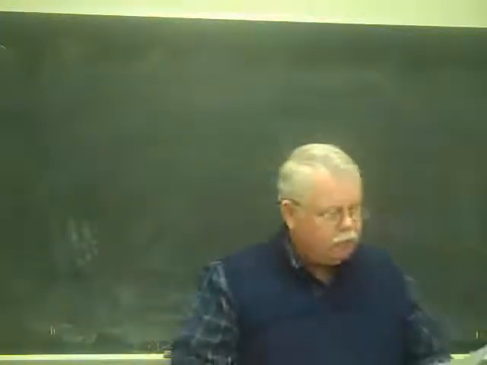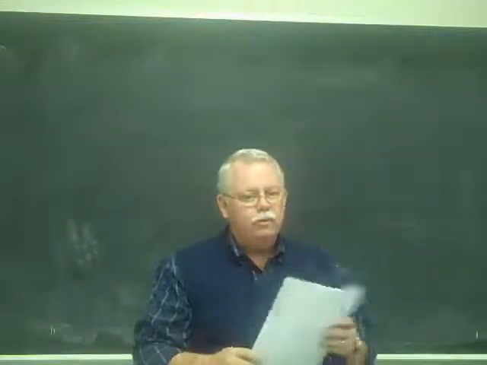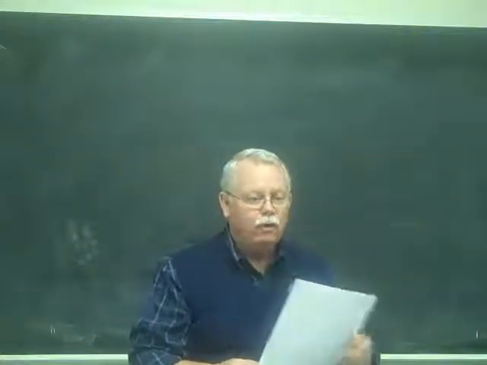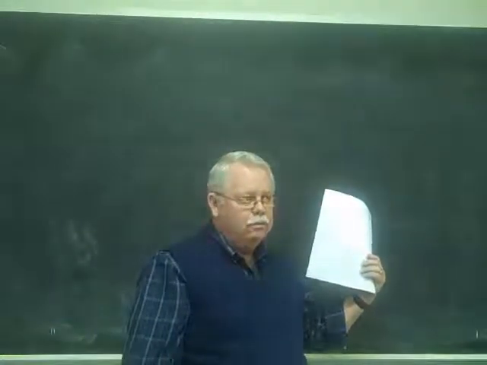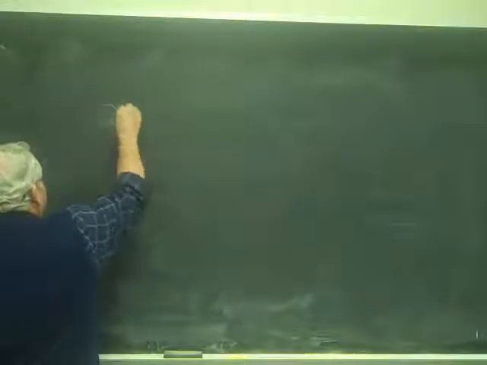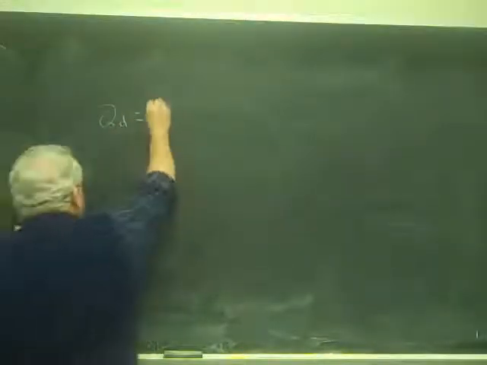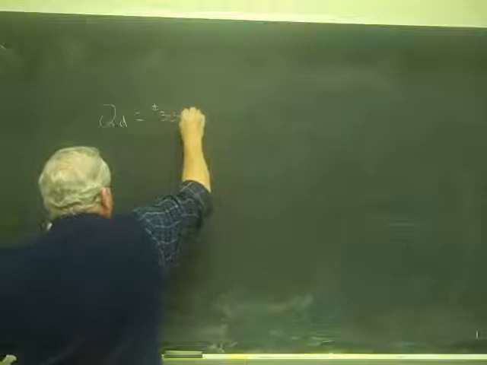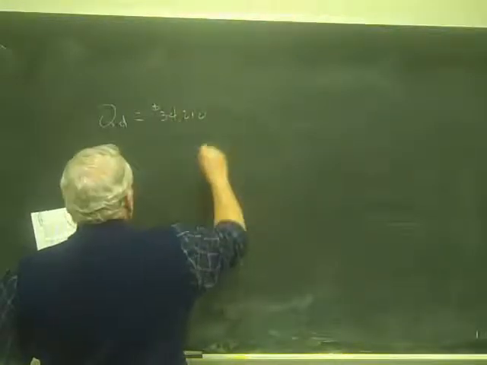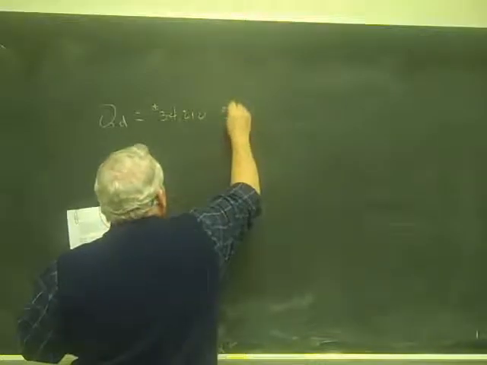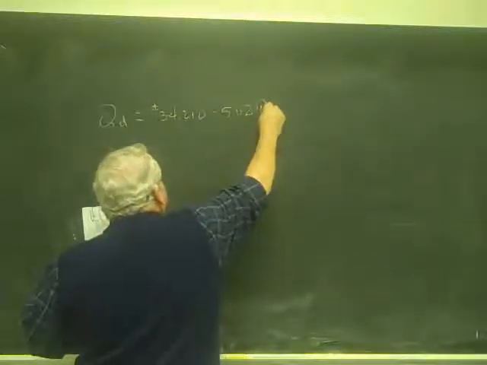What I want to do is go to question number 4 for a minute. Problem set 2, question number 4. It takes the same model we had a while ago. Let's write it up here. QD = 3422 ... 42QZ.